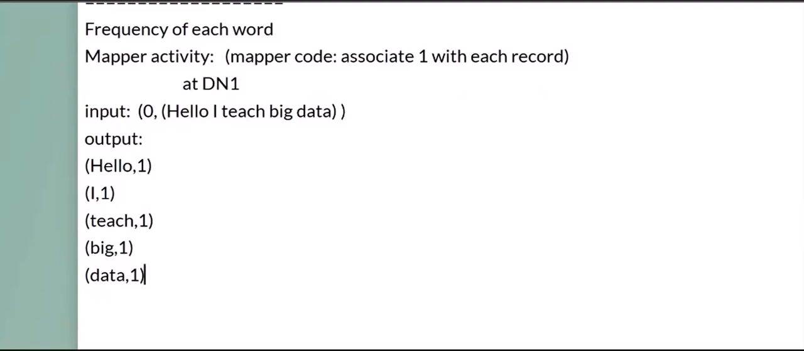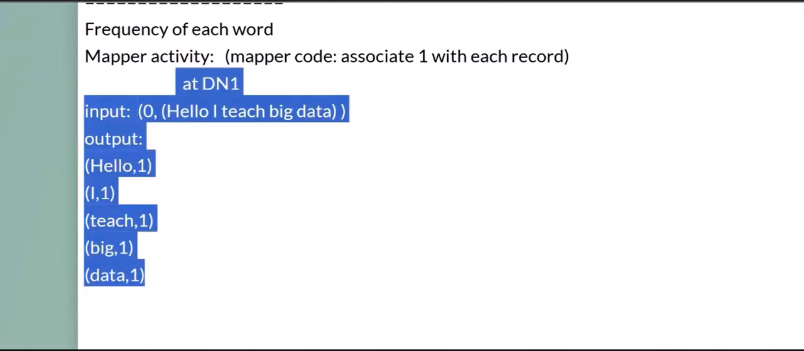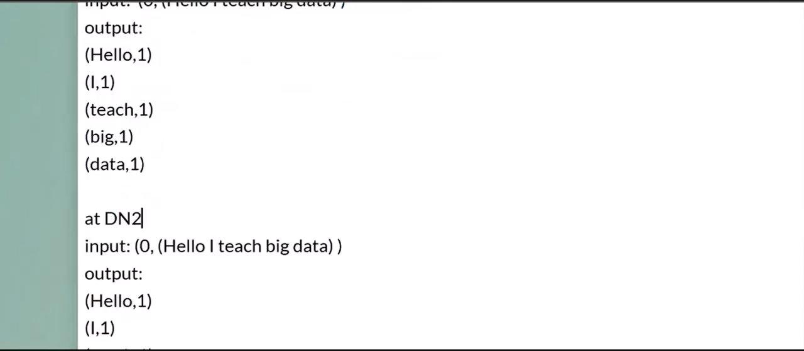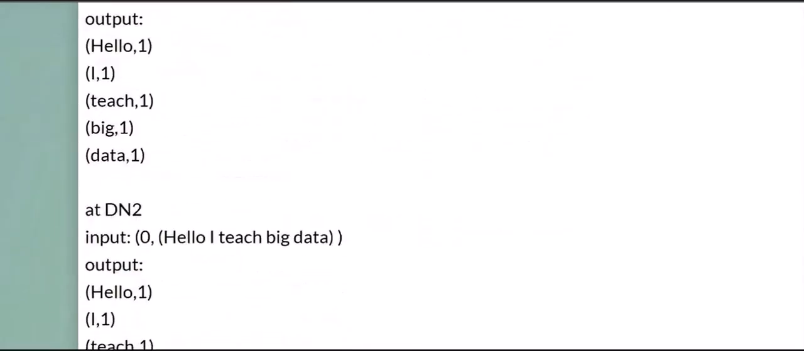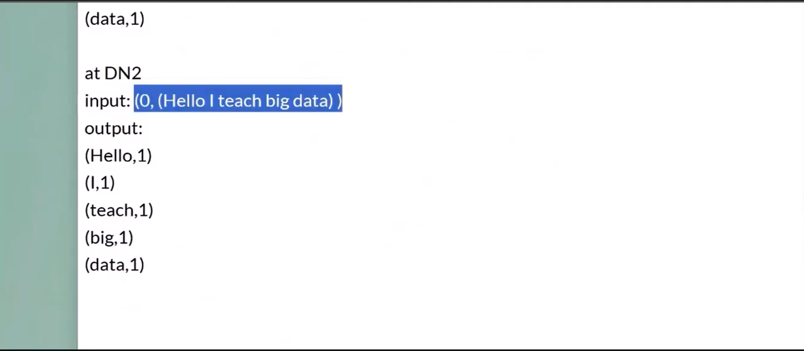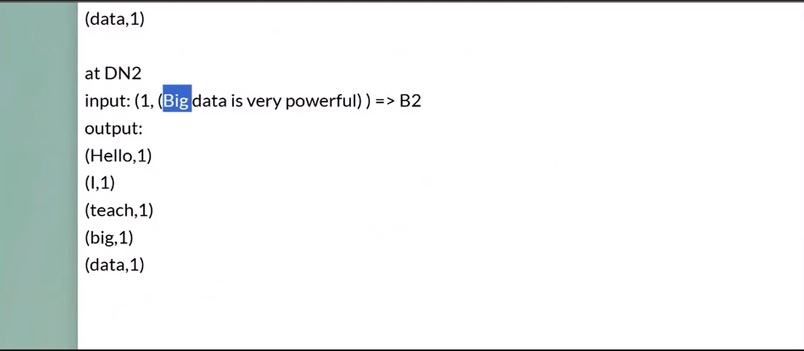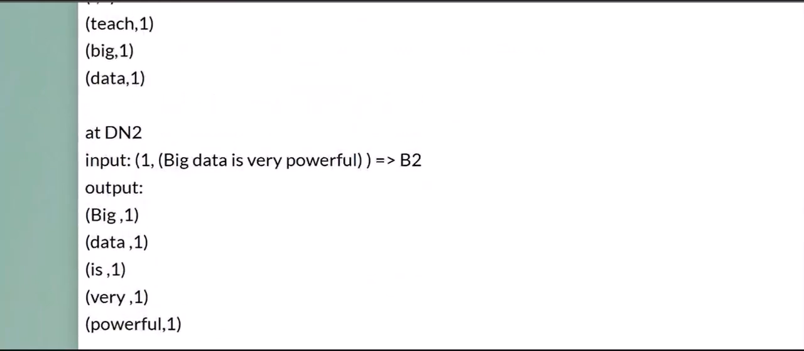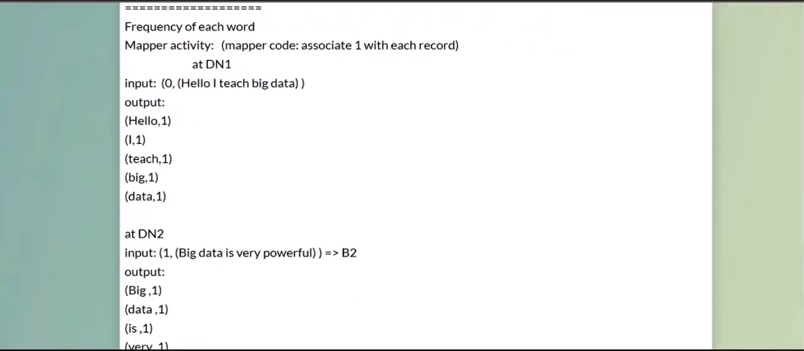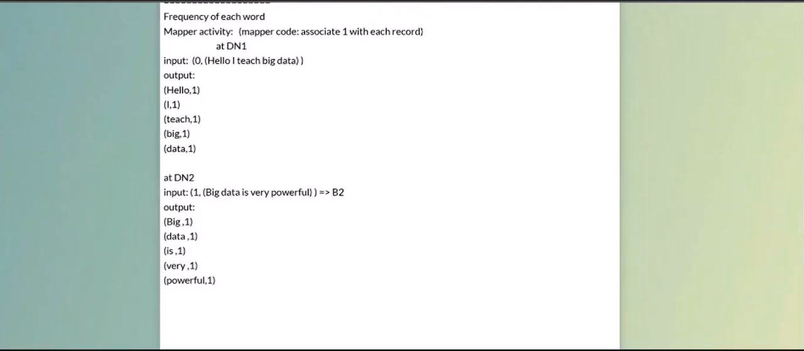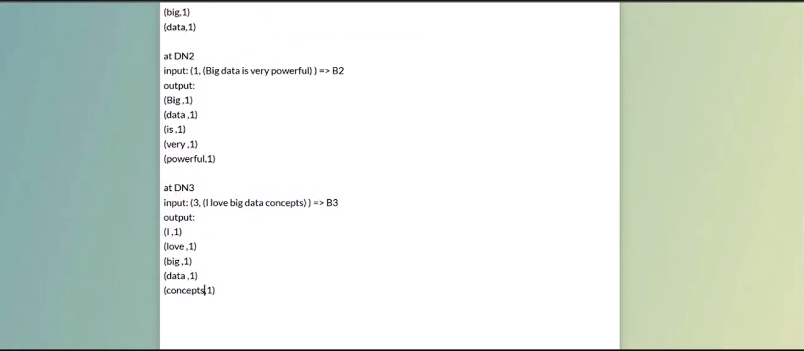If you have any question, please go ahead. Okay. At data node 2, what would happen? At data node 2, what do we have here? We have this kind of structure here. So at data node 2, look, the same code is being applied: associate 1 with each record. Let's repeat this process for data node 3 and 4. So this is the input at data node 3, and this kind of output we are getting.